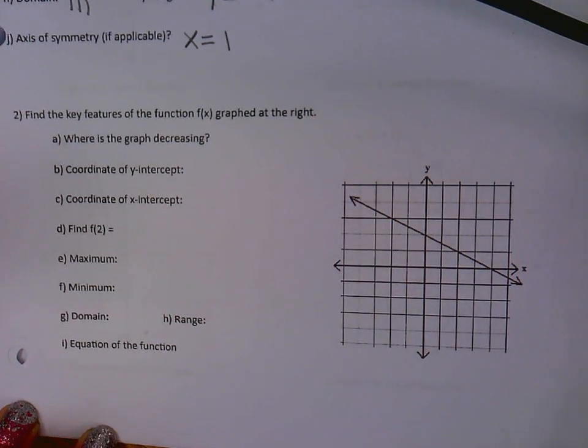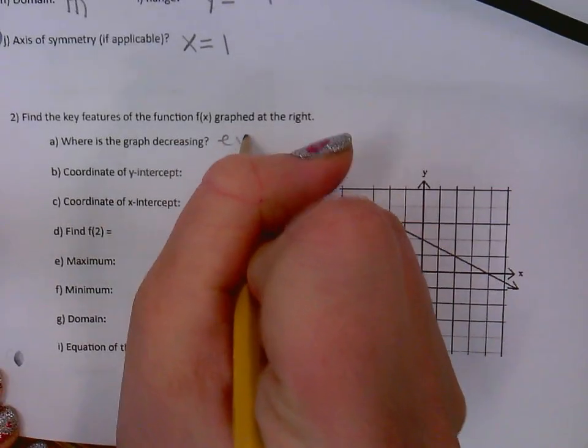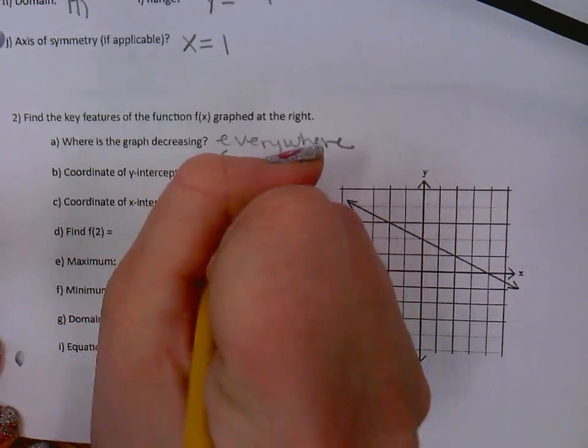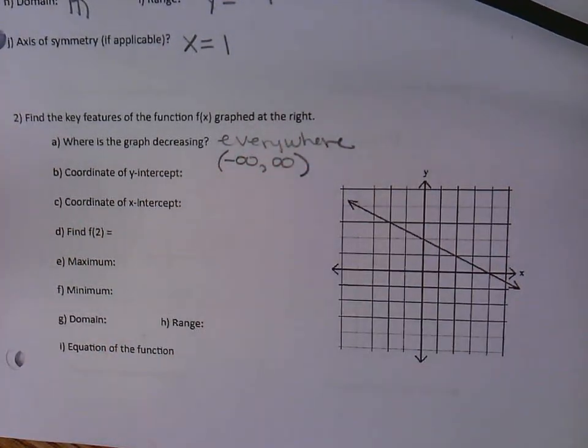So you could write everywhere. You want to write everywhere. That would be an acceptable answer. You could write negative infinity, positive infinity as an interval. Negative infinity to positive infinity basically means everywhere. We don't really write all real numbers for this one. That's kind of how we write a domain and a range, that x could be all real numbers, but I would also understand if you meant that.